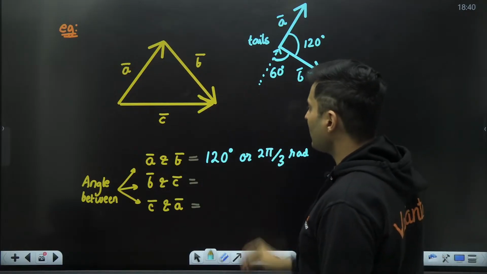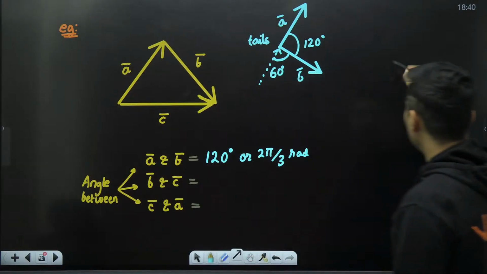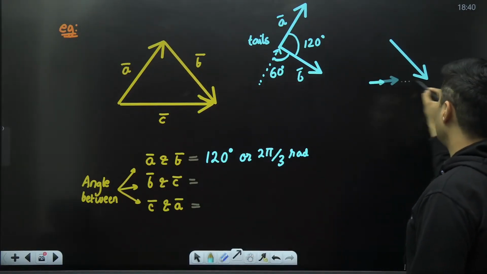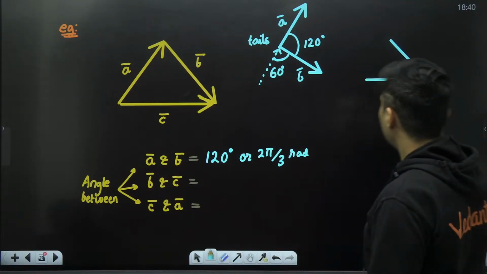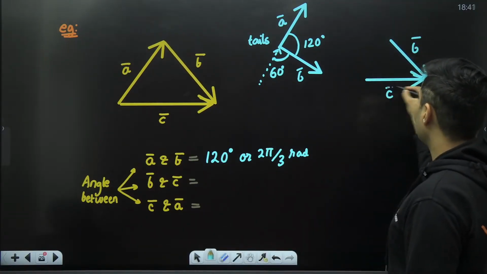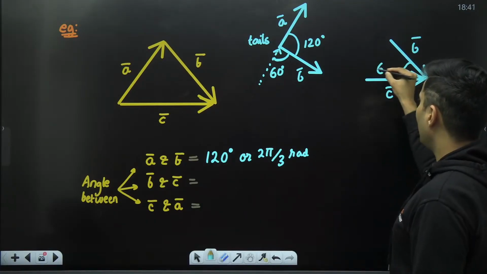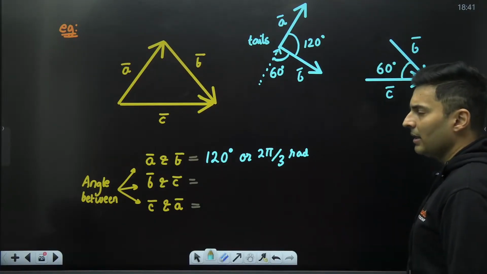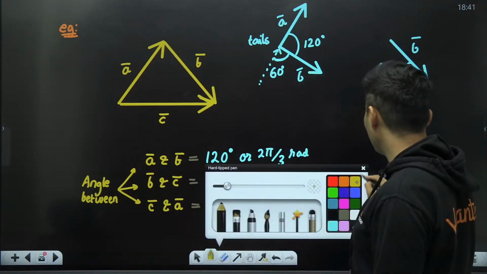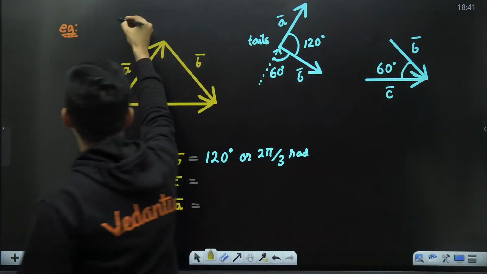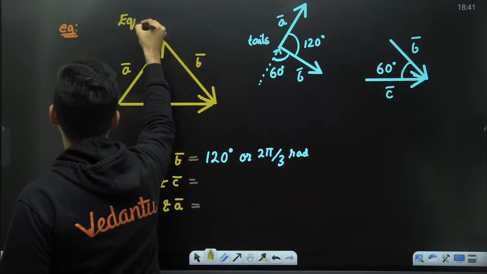How about B and C? Well, for B and C, you don't have to do much because their tails are already coinciding at the same place. Can you see vector B and vector C, their tails are already coinciding, and the internal angle of an equilateral triangle will be 60 degrees. Oh, sorry, I forgot to mention it's an equilateral triangle. So I'm mentioning it over here. This is an equilateral triangle.